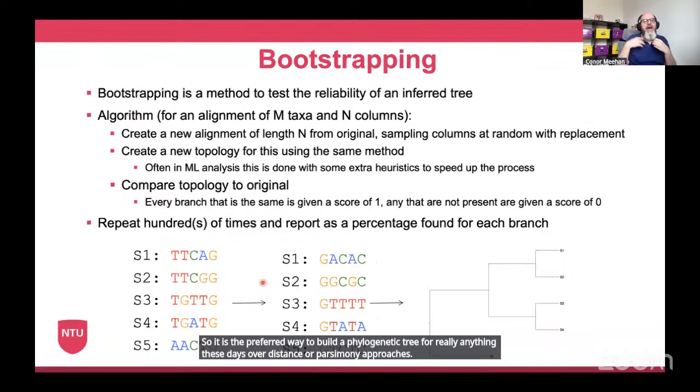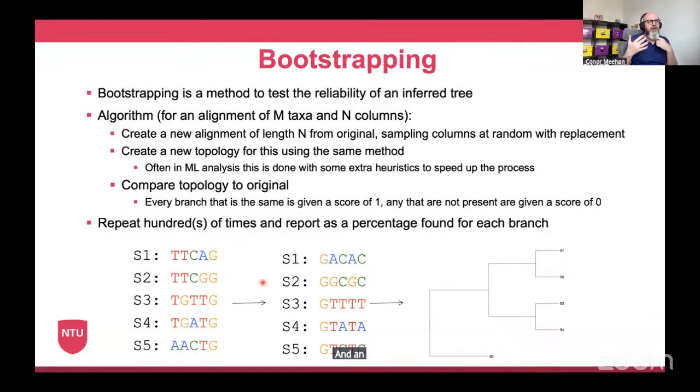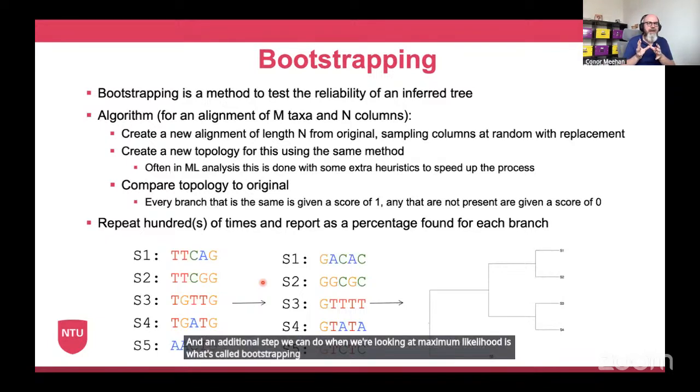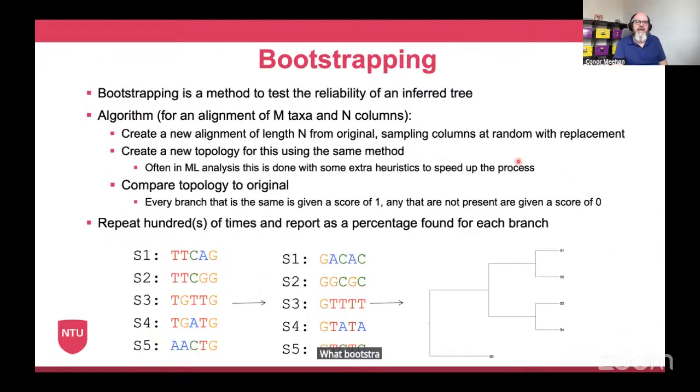And an additional step we can do when we're looking at maximum likelihood is what's called bootstrapping. And you might see this again in papers where someone says, we ran bootstraps and I've got a bootstrap support of 100% on this branch or something. Bootstrapping is a test of reliability for an inferred tree.